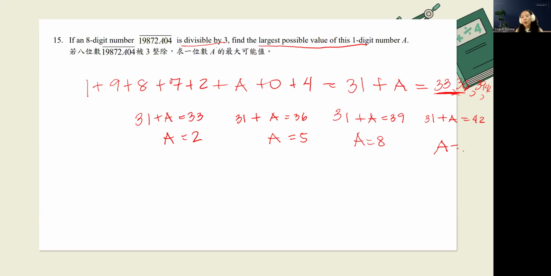Going back to the problem, we want the largest possible value, but it needs to be a one-digit number. A equals 11 is not one digit anymore. So you'll end up with A equals 8. The answer is 8. Great.